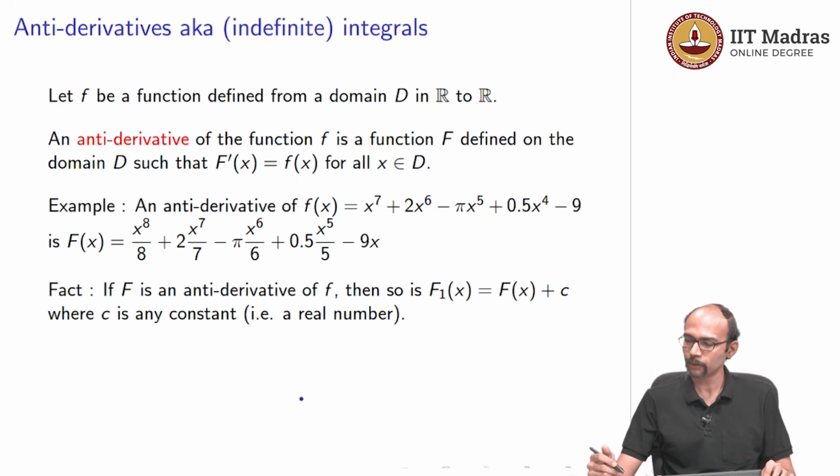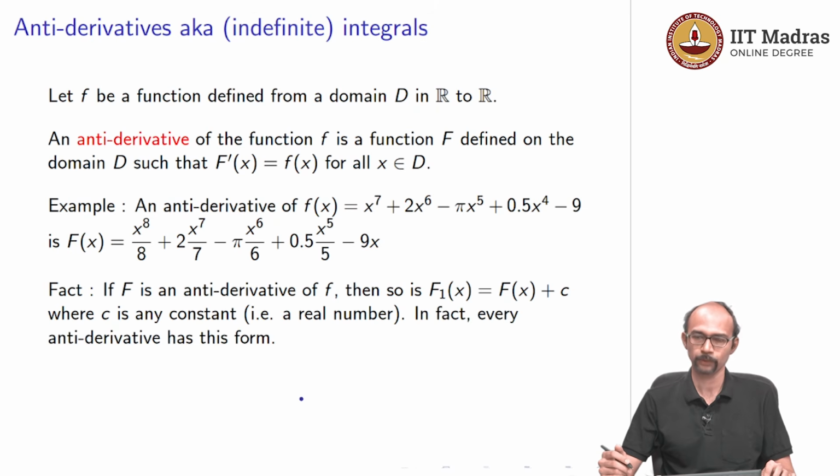So, how do I get that? Well, you differentiate capital F1 of x, but we know by linearity that that is the same as the derivative of capital F of x plus the derivative of the constant function c, and we know that the derivative of constants is 0. So, capital F1 prime of x is going to be capital F prime of x, which is little f of x. So, capital F1 of x is an antiderivative of little f of x. So, this fact is quite obvious. I just gave a proof.